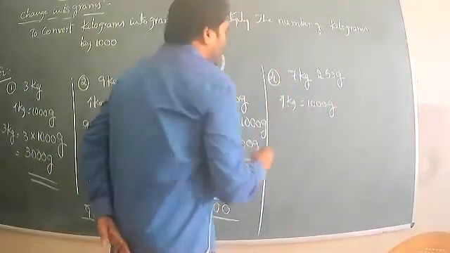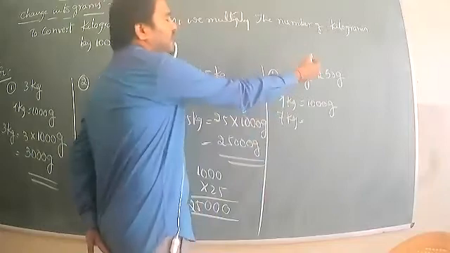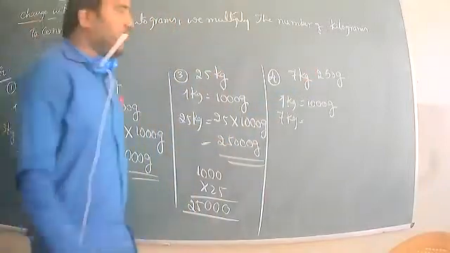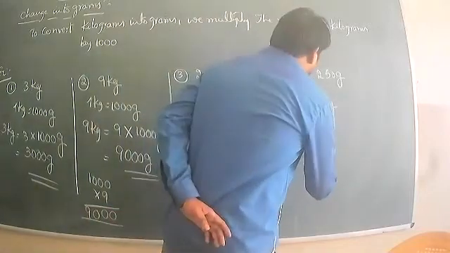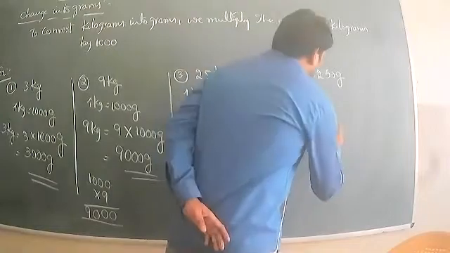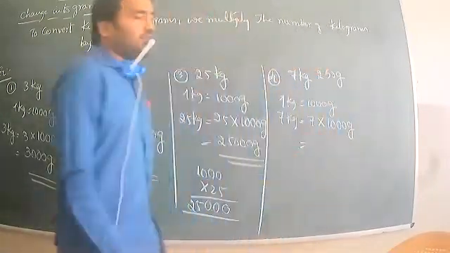1000 grams. So we should find out 7 kg, because it is only kg. The remaining one is already in gram, so we cannot convert it to gram. It is 7 kg. Number of kgs first we should write, 7. Next multiply by 1000, because each kg equals 1000 grams.